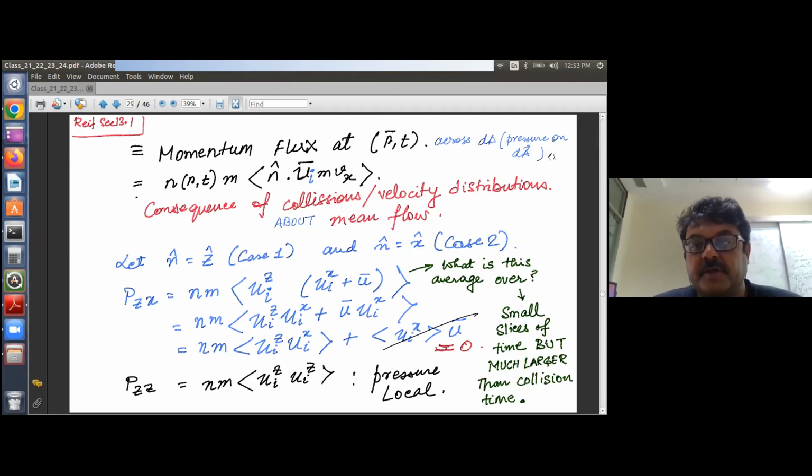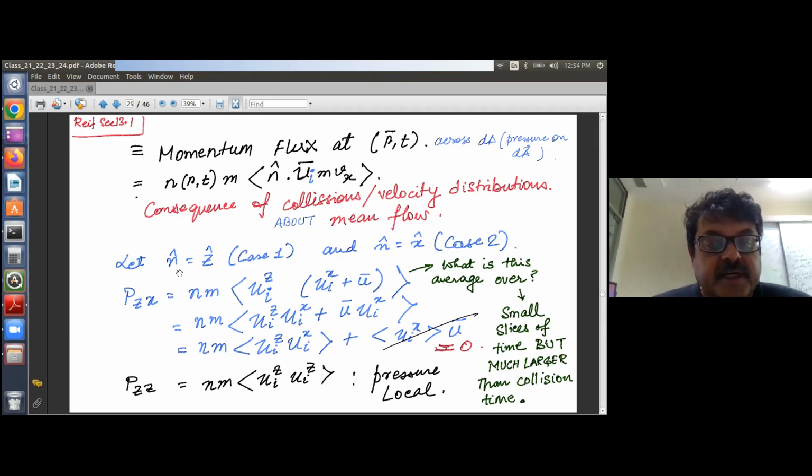Which can also be interpreted as the pressure in dA, is n(r,t) m, where n is the number density of particles, into n hat vector, the unit vector normal to the area, into u_i, where this u_i is basically the fluctuation of the velocity about the mean velocity ū_i, into m v_x, and this is the so-called average taken over all different velocity vectors.